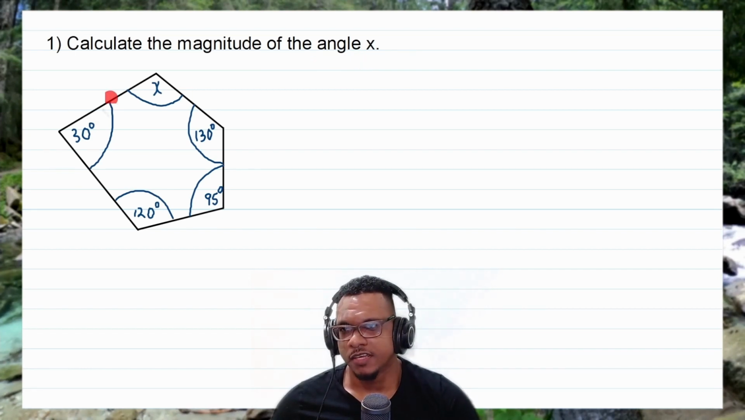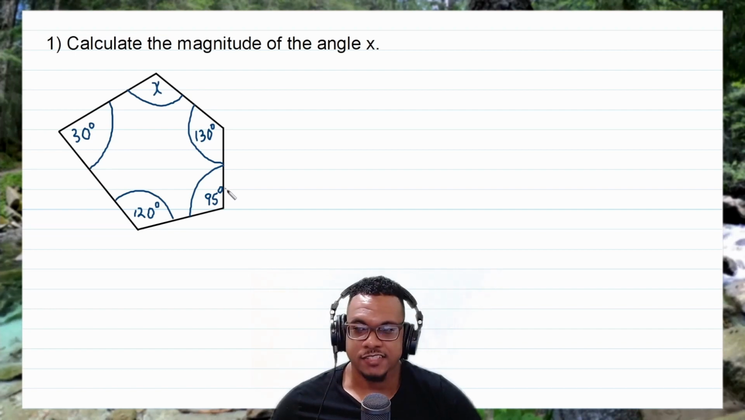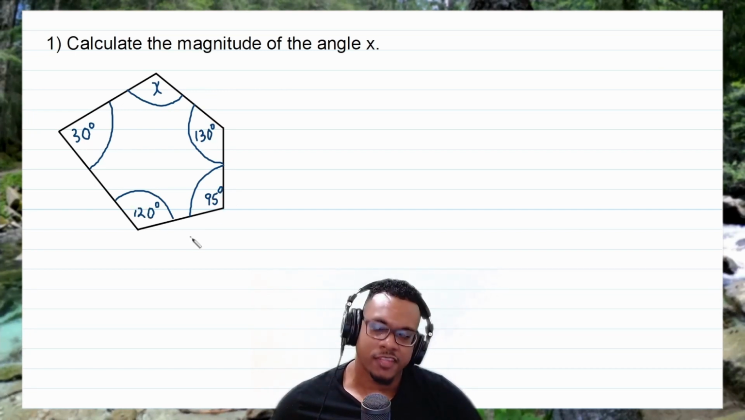So in my first question, I'm asked to calculate the magnitude of the angle x. I have a polygon here. I have 1, 2, 3, 4, 5 sides. So this is a pentagon. I can see from this diagram that the sides have different lengths. The interior angles have different magnitudes. Therefore, this is an irregular polygon.